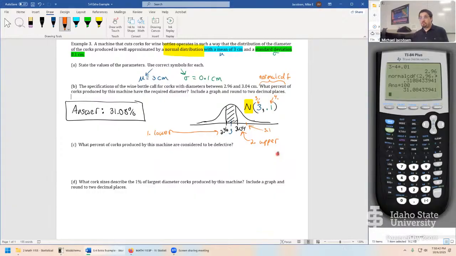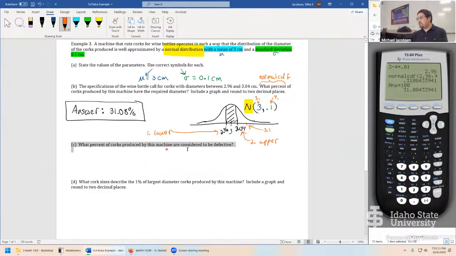Okay, this is probably also really bad for the machine. The quality control person would not be happy, because if the machine cuts the corks in that specific way, and we're told the wine bottle specifications really do call for the measurement to be between 2.96 and 3.04 centimeters, the machine is only giving you a usable cork less than 1/3 of the time, 31.808%. So that's no good for this machine.